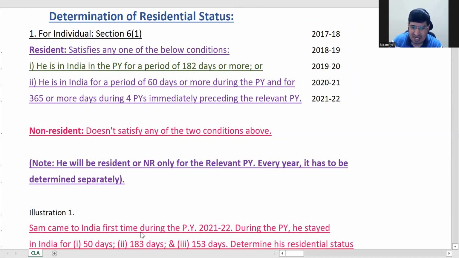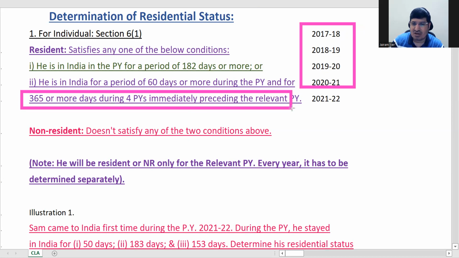So here it is what? He came to India for the first time. So that means in these 4 years, it is 0. If it is 0 in these 4 years, then the second condition will not be fulfilled, correct? So he can be a resident only by the first condition, which is 182 days. Got it? Because the total of these 4 is 0. So 365 or more during 4 years is not satisfied. So number 2 is not satisfied. That means he only has one chance, 182 days or more during the previous year.